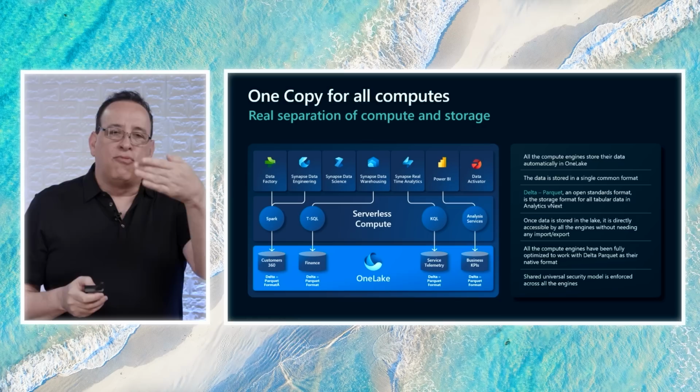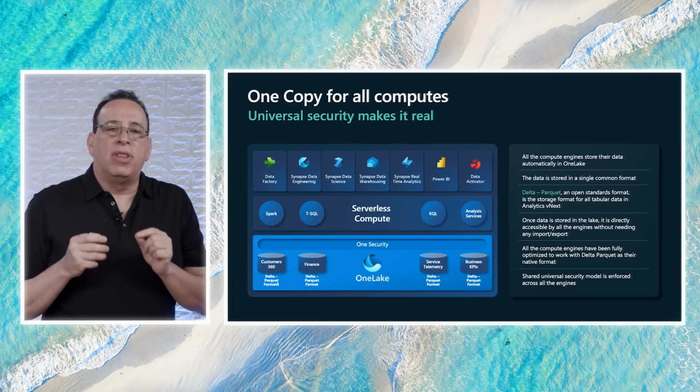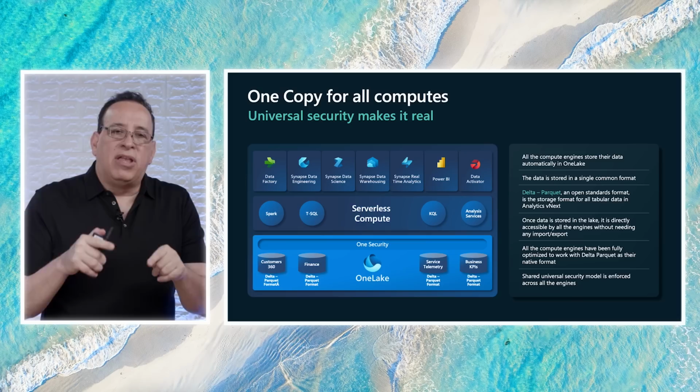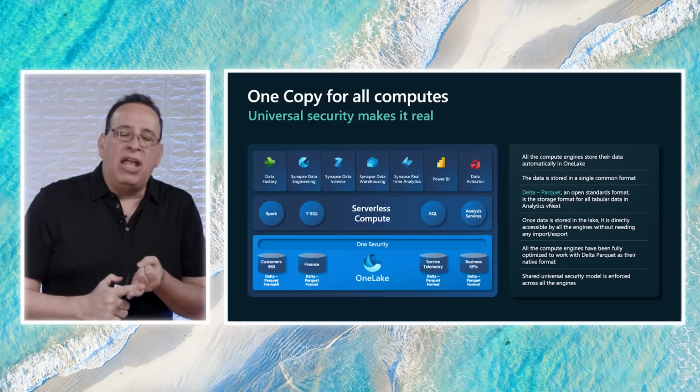So we don't have to set security separately in the BI engine versus the data warehousing engine versus the lake and so forth. So we are also introducing one more layer, which is the one security layer. You define one time the security for every piece of data. That security is stored in the lake, enforced uniformly across all the compute engines. So we have one lake to store all your data, one copy where all the engines are sharing the exact same format of the data, and one security definition that is enforced uniformly.